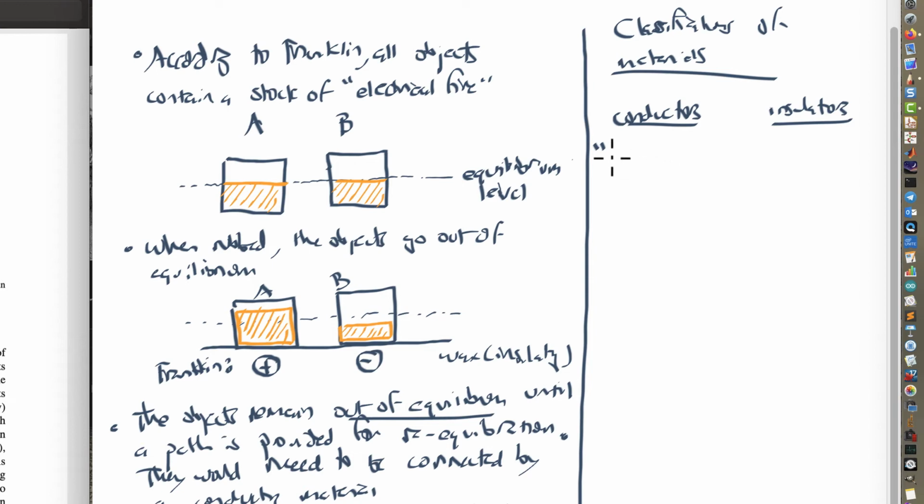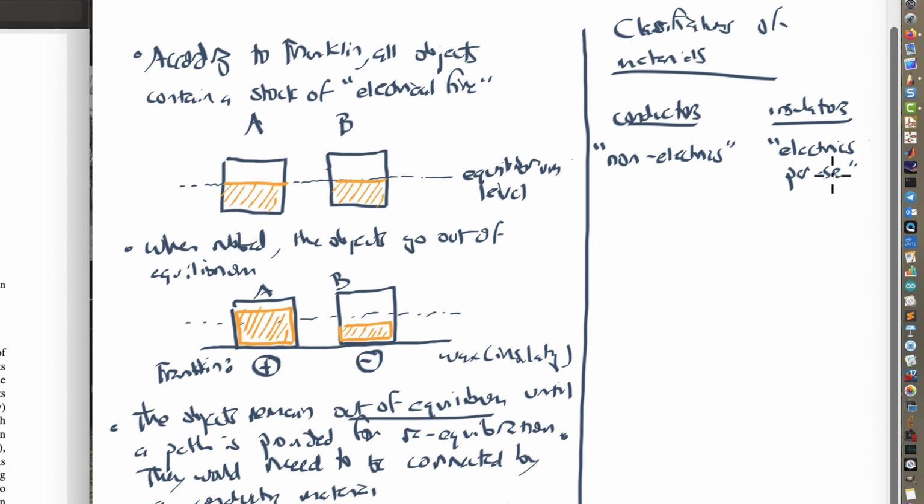He calls conductors non-electrics. You'll just have to get used to his terminology when you're reading his paper. And he calls insulators electrics per se. Okay, why does he do this? An insulator, he calls it electric per se. Per se means sort of according to itself or by itself or innately.